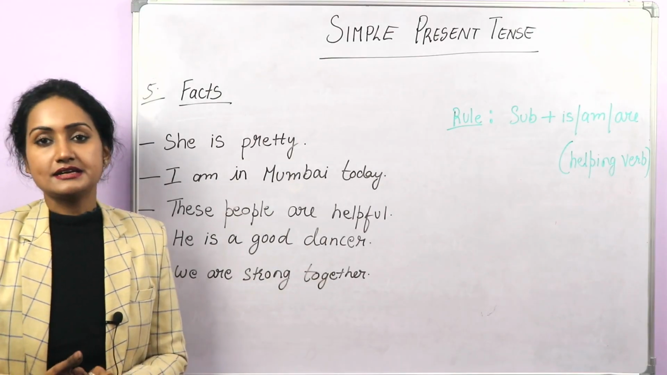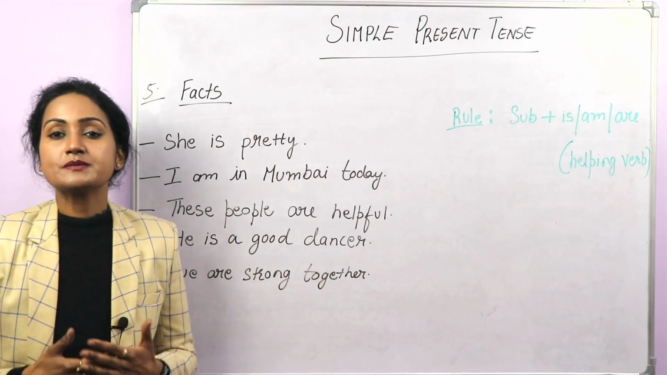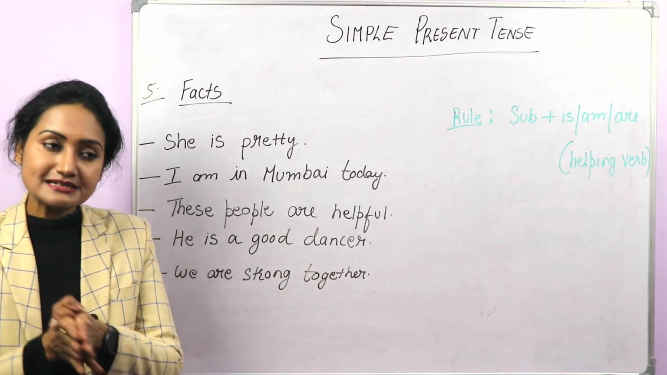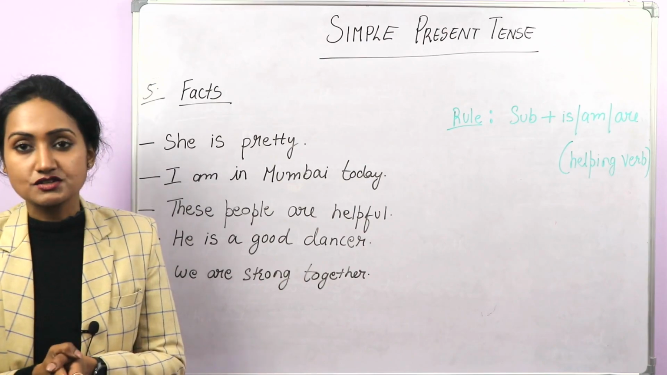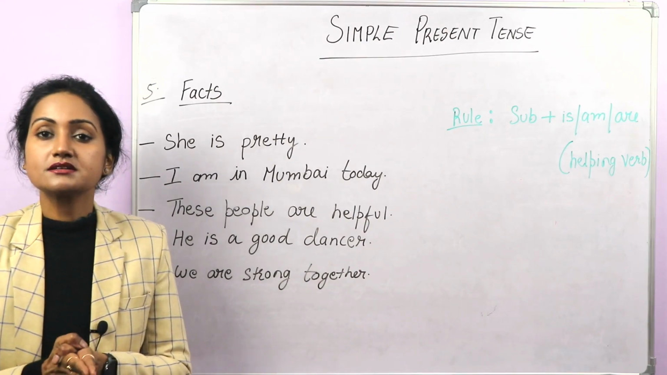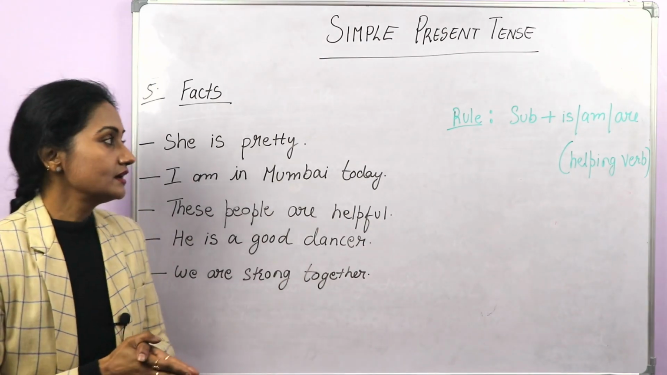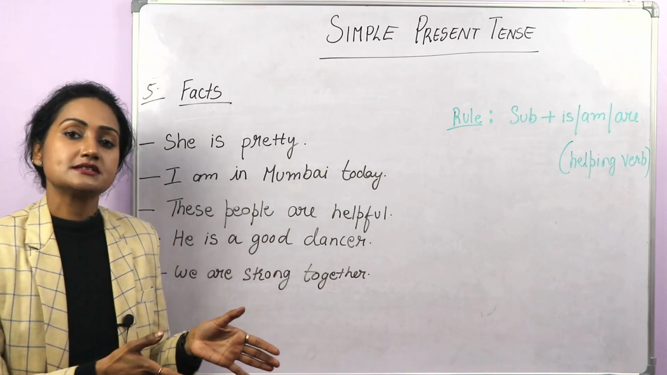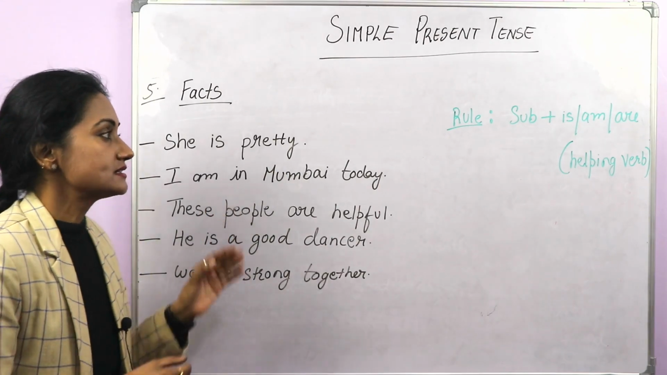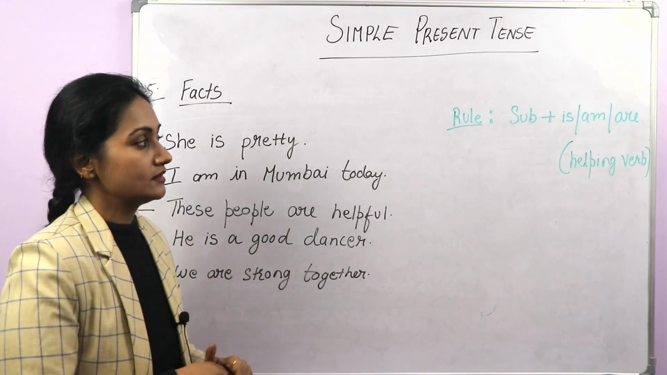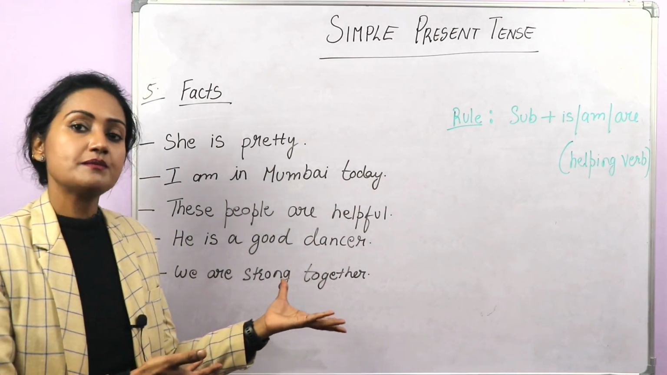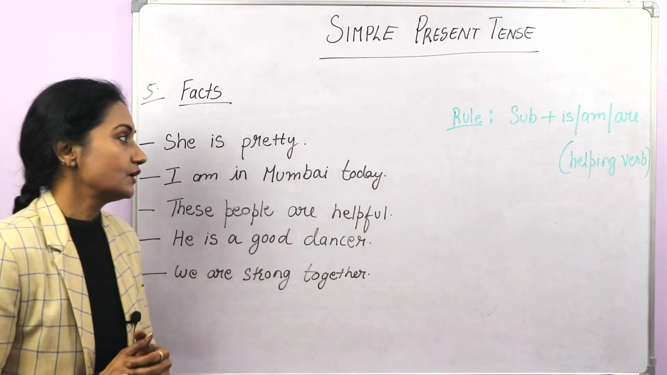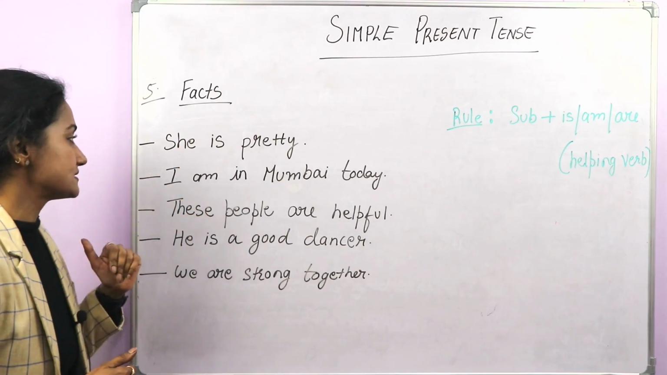And the last one is facts. Facts means reality. Okay, that means a sentence doesn't have a main action, a main verb, but a helping verb. Since we do not have a main verb, the rule here is a bit different. For example, subject plus is, am, are, which are helping verbs. For helping verbs I have made a different video. I'll mention the link in the description box. Okay, now let's go through some examples.